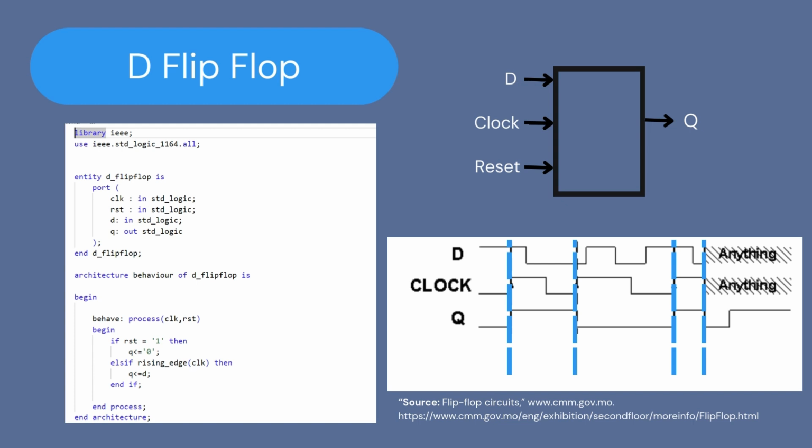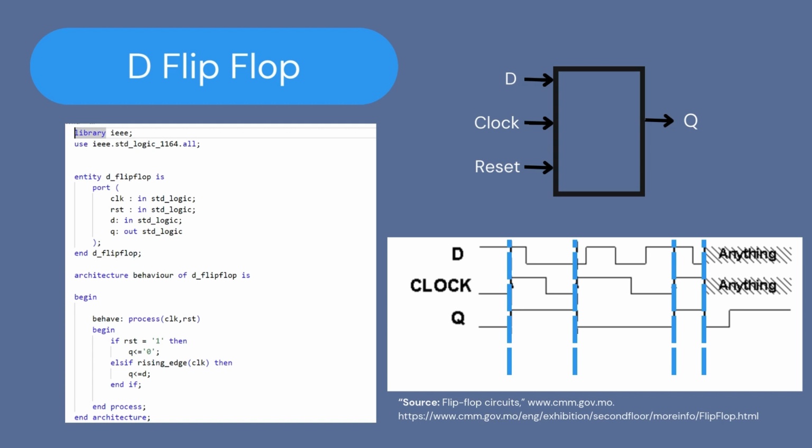Based on the clock and reset signal, we can model the behavior of the D flip-flop. So looking at the process, we can see that if the reset is equal to 1, we set the output Q to 0, whereas in the presence of a rising edge in the clock, then the Q is routed to the D, which is the input. We will talk about processes in more depth in our upcoming video.